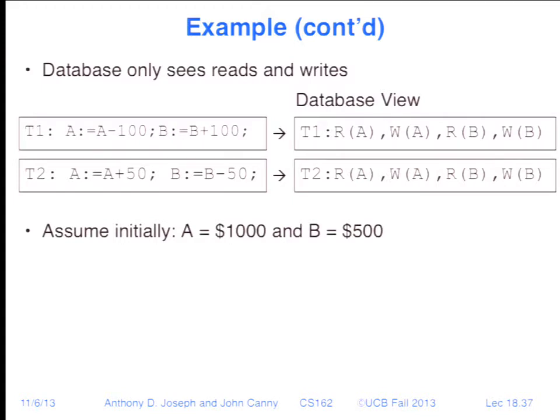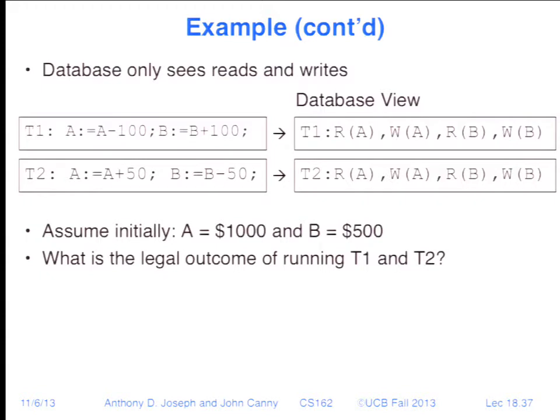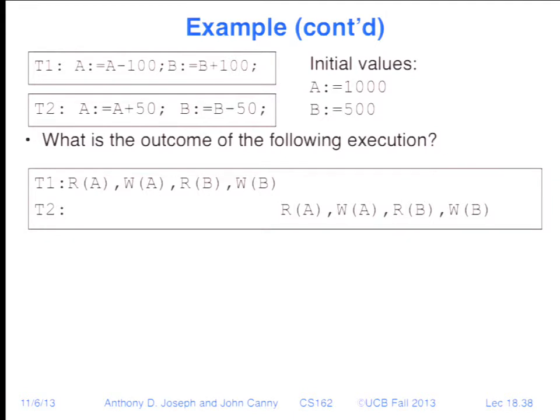So if we start with, say, $1,000 in A and $500 in B, what's the legal outcome? What's the outcome we want from running those two transactions? We're moving 100 from A to B and then 50 back, so we should, in effect, move 50 from A to B. So A should drop by 50 and B should be incremented by 50.